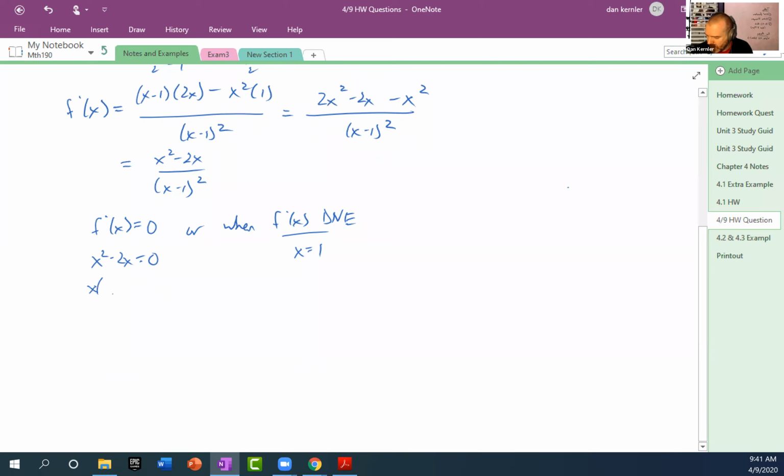And just a little basic algebra, factor out an x. We get x equals 0 and 2. I'm actually going to ignore one of those. Totally ignore it, and just cross it off. Does anyone know which one I'm going to ignore and why? One, x equals 1, because it's not in the domain of f of x.